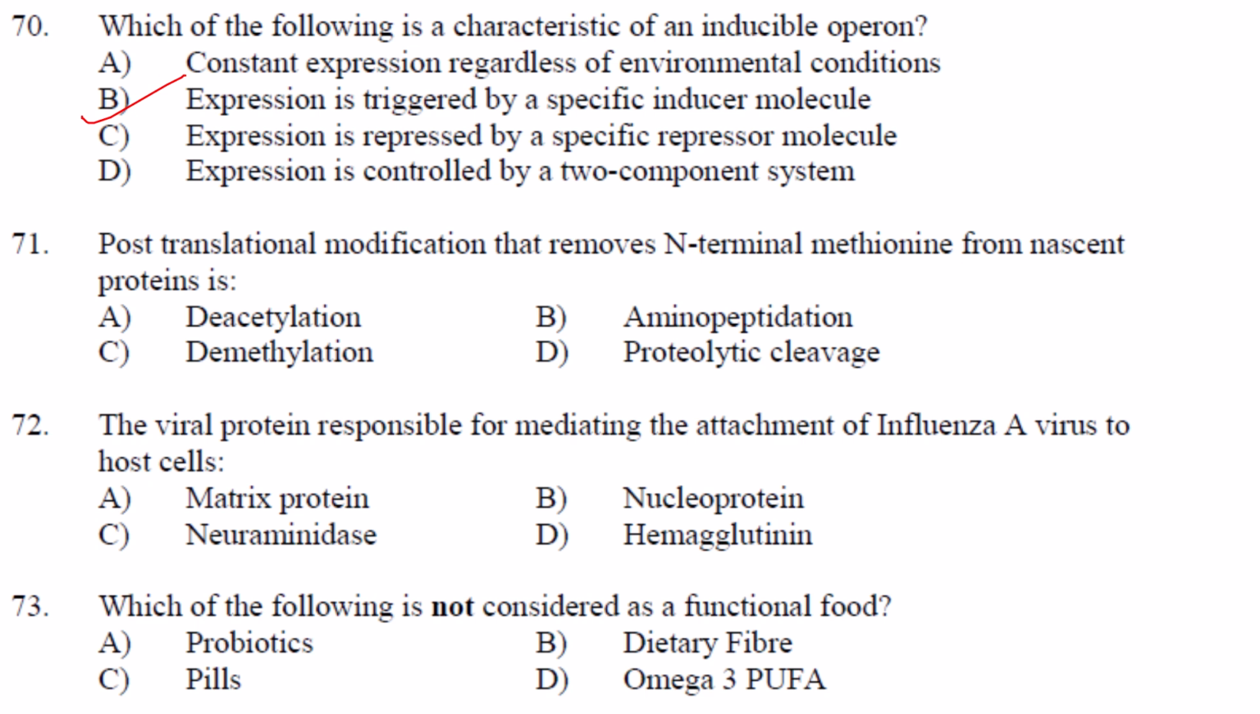Then, post-translational modification that removes the N-terminal methionine from a nascent protein. It is a process called aminopeptidation, and it is carried out by the enzyme methionine aminopeptidase. Okay. Now, deacetylation is removal of acetyl groups, not methionine. Then demethylation is for removal of methyl groups, not methionine.